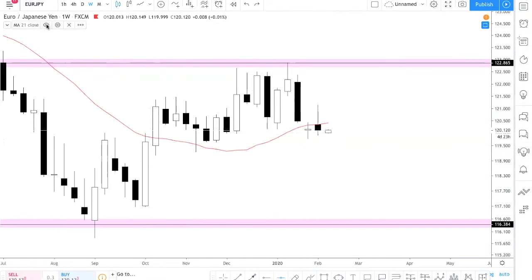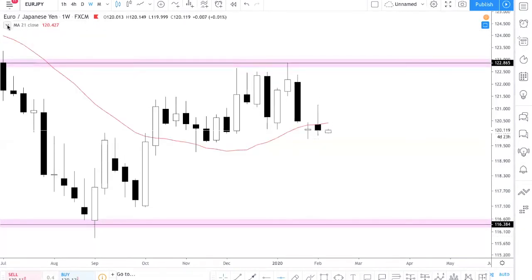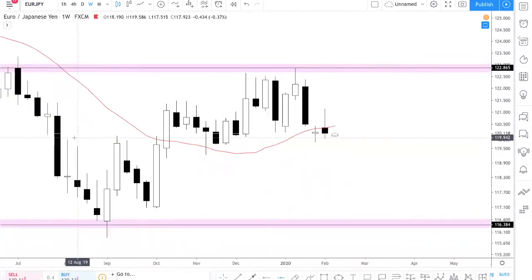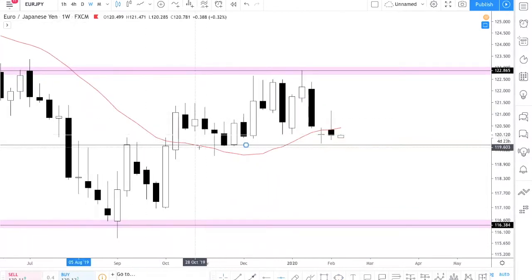I'm just using one moving average, 21 red. I personally like to keep my charts clean. Sometimes I'll even take the moving average off. Really like just looking at price action, price structure, key levels, zones. All right, and just waiting to see how they react. Without further ado, you can see this looks like a nice midway point between these zones.